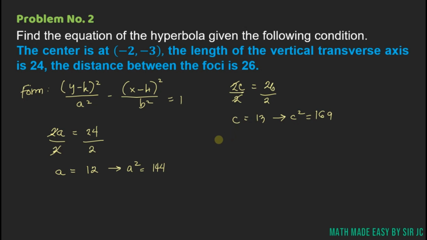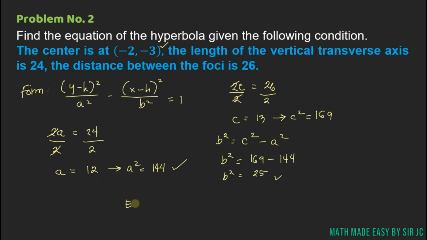To find the value of b, we are going to use the formula b squared is equal to c squared minus a squared. Substitution: c squared, 169, minus a squared, 144. Therefore, b squared is equal to 25. Okay? So we have a squared, b squared, and the center. We can now find the equation.